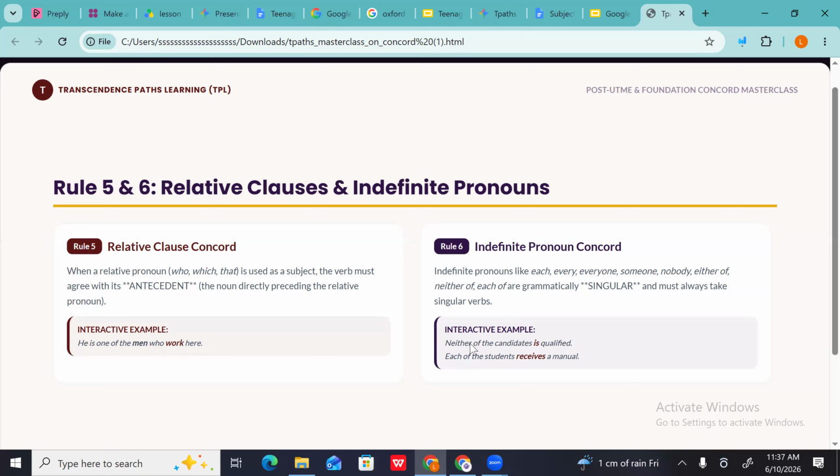Neither of the candidates. Look at this, neither. Neither is what? An indefinite pronoun. So that would attract what? A singular verb, which is is. Neither of the candidates is qualified. Each of the students receives a manual. Each of the students receives a manual.